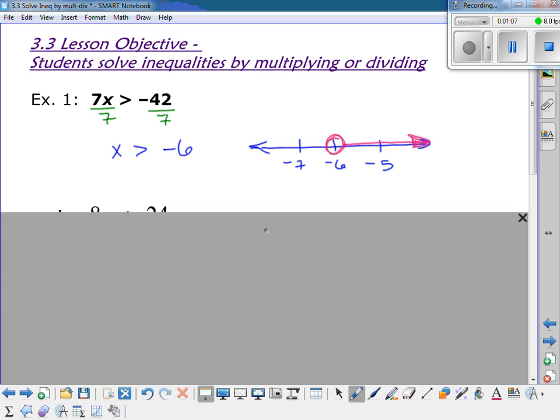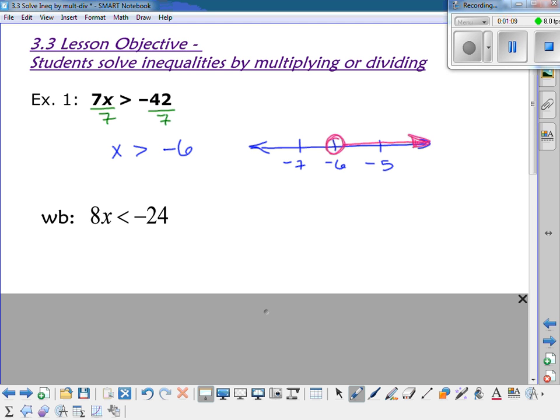All right, then you guys get to do this one on your whiteboards. 8x is less than -24.